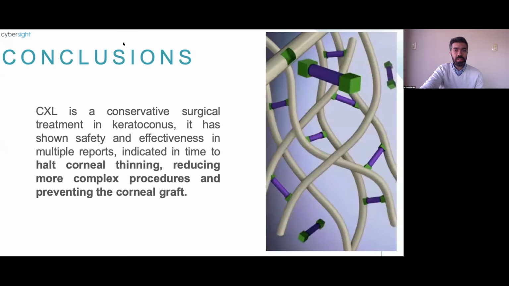So let's continue with the conclusion. It's a conservative surgical treatment in keratoconus. It has shown safety and effectiveness in multiple reports, and it's indicated to halt the corneal thinning, reducing more complex procedures in the future and preventing the corneal graft.